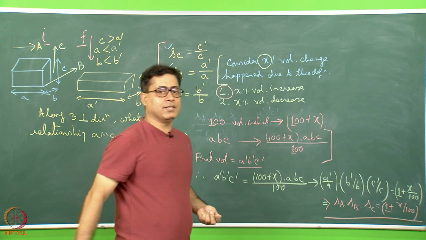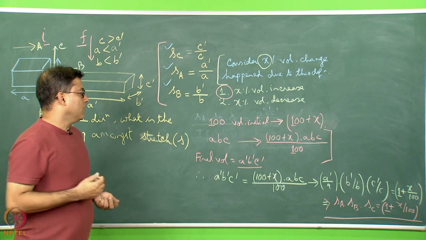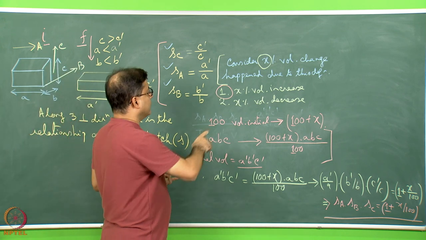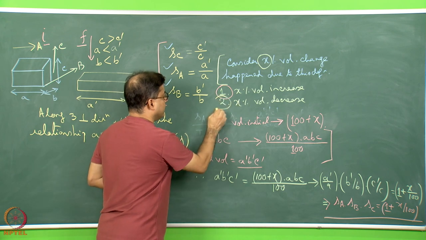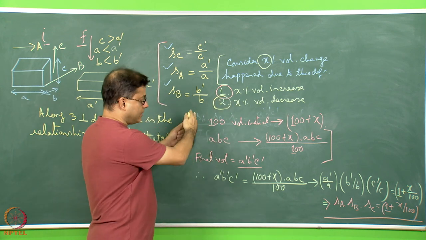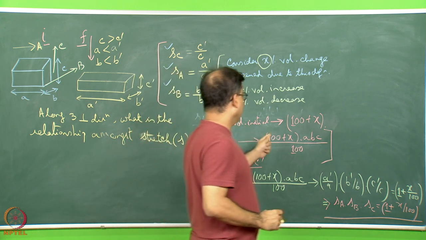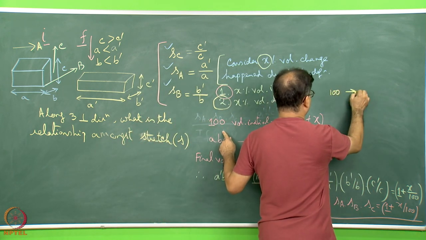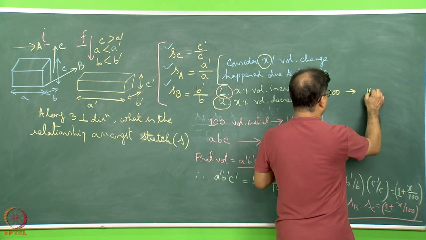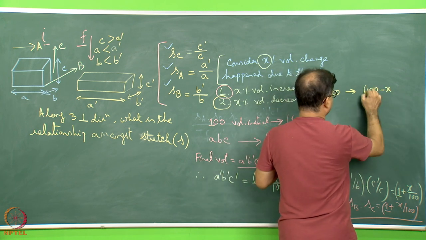So this is the relationship. Now, if instead of thinking that there is X percent increase in volume, I think there is X percent decrease in volume, then a similar process will work. What will be the change happening? What was initially 100 unit volume after deformation has become 100 minus X.